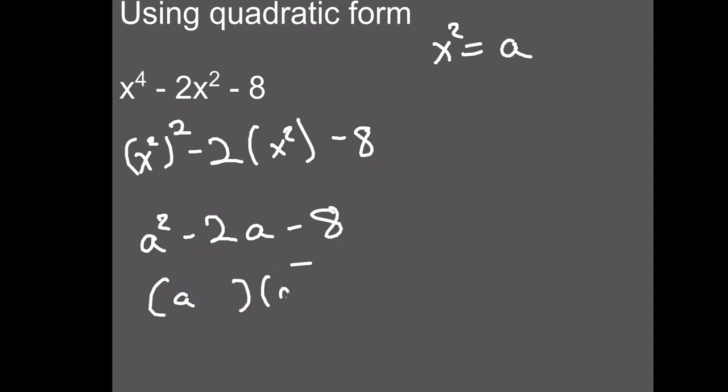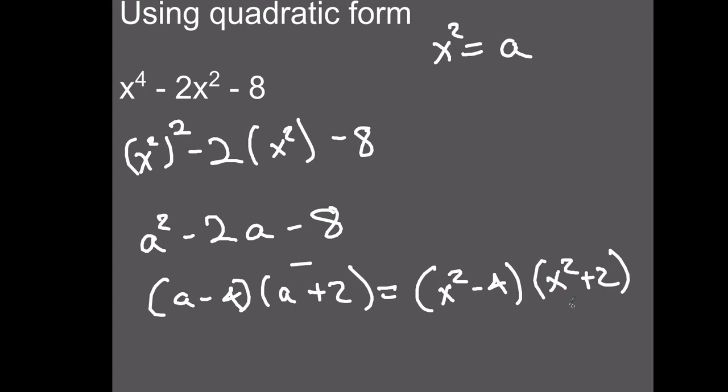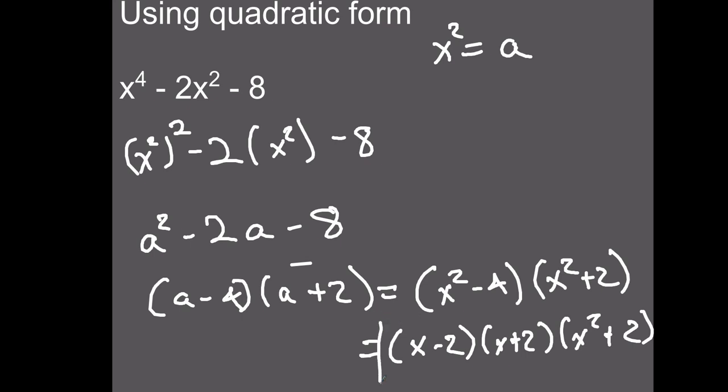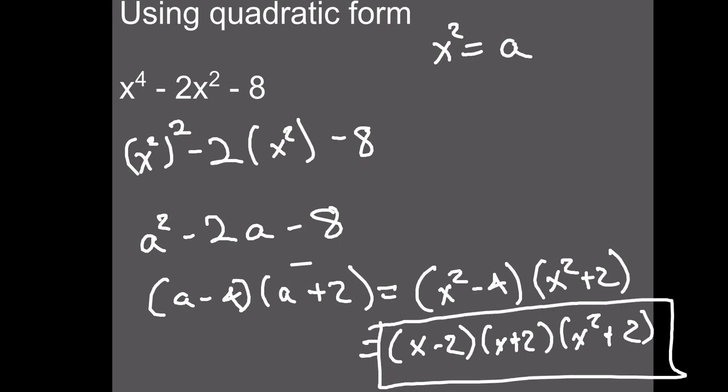This is the same thing as a minus 4 times a plus 2. That's how this factors. And then I can substitute back in x squared for a. So now I have x squared minus 4 times x squared plus 2. X squared minus 4 is a difference of squares, so it factors to x minus 2, x plus 2. So this is what the whole thing factors to.